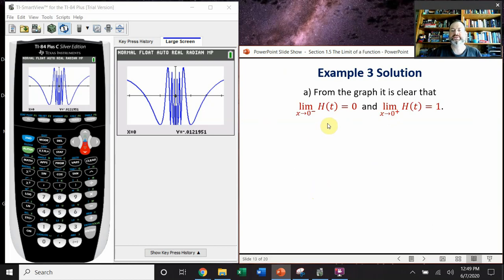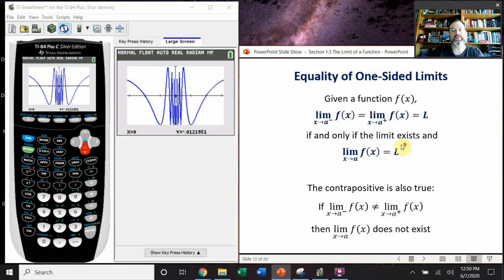I did the same thing here with the x's. Sorry about that. I'll fix this before I upload it. So hopefully when you guys are following along, it'll be t's in your PowerPoints. Right? So on the left side it's 0. On the right side it's 1.